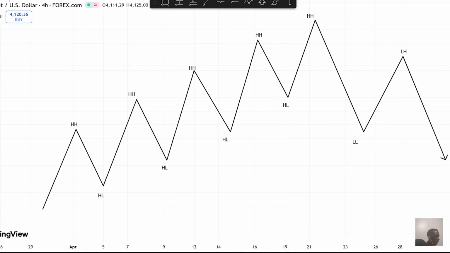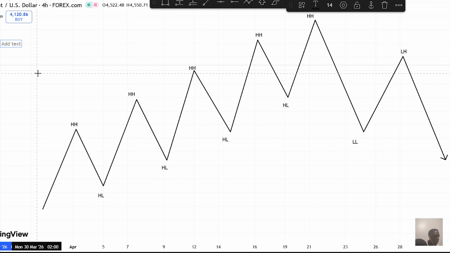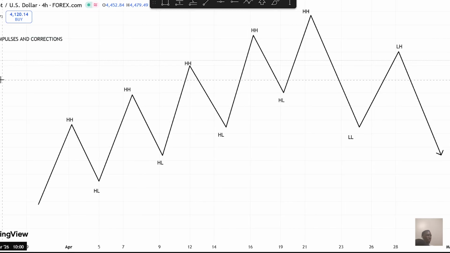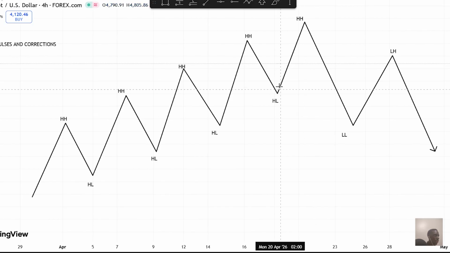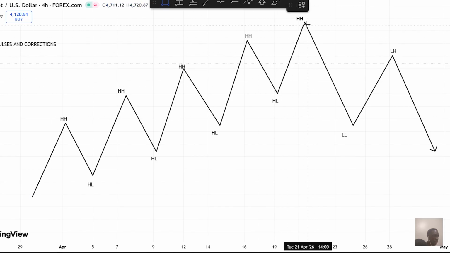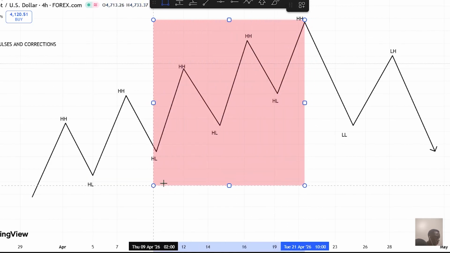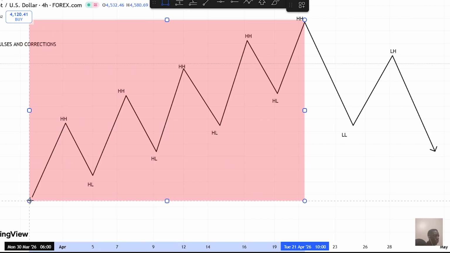We're going to look at impulses and corrections. Impulses and corrections are the two main phases in which the market moves in a trend. So as you can look at this trend, this is a bullish trend.